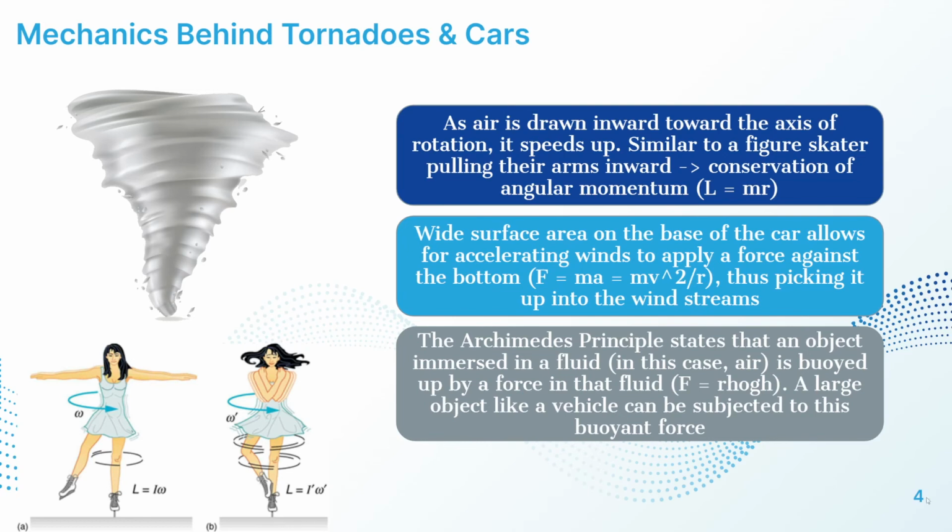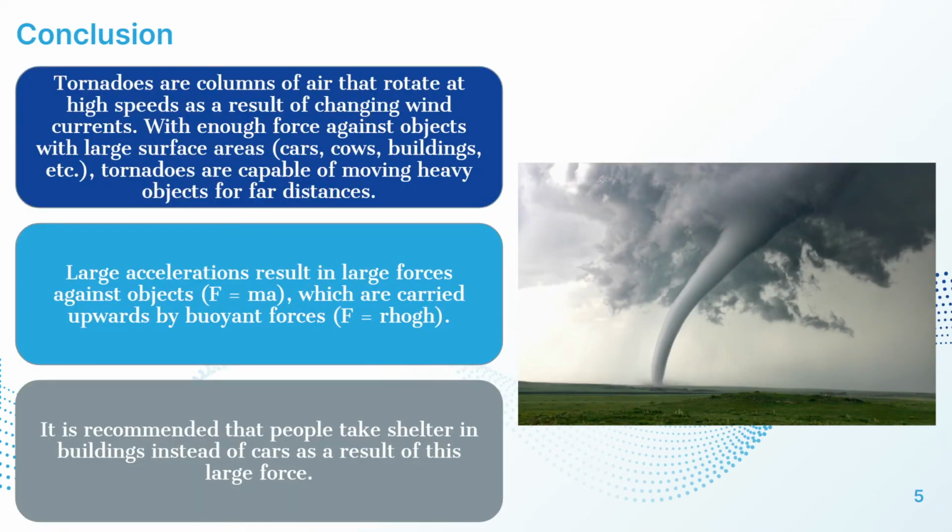Tornadoes are columns of air that rotate at extremely high speeds due to changing wind currents, and with enough force against objects with larger surface areas, such as the car that we saw in the video, tornadoes are capable of moving large and heavy objects for far distances because they are so powerful.